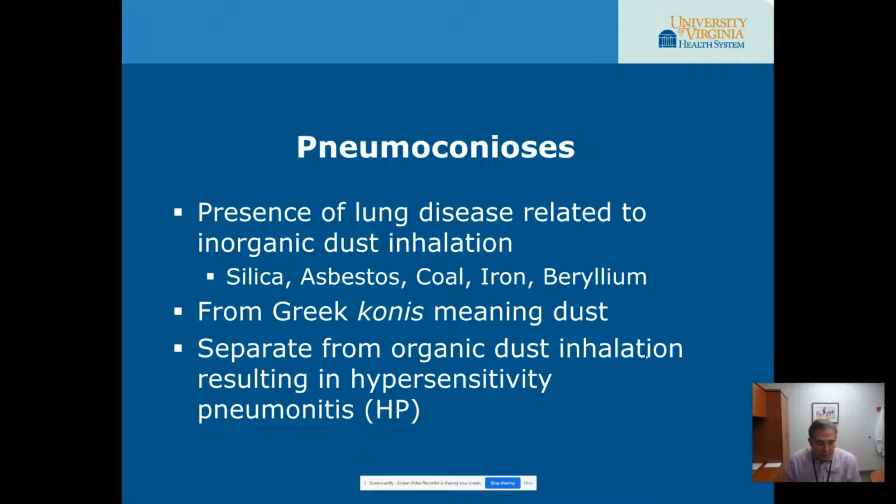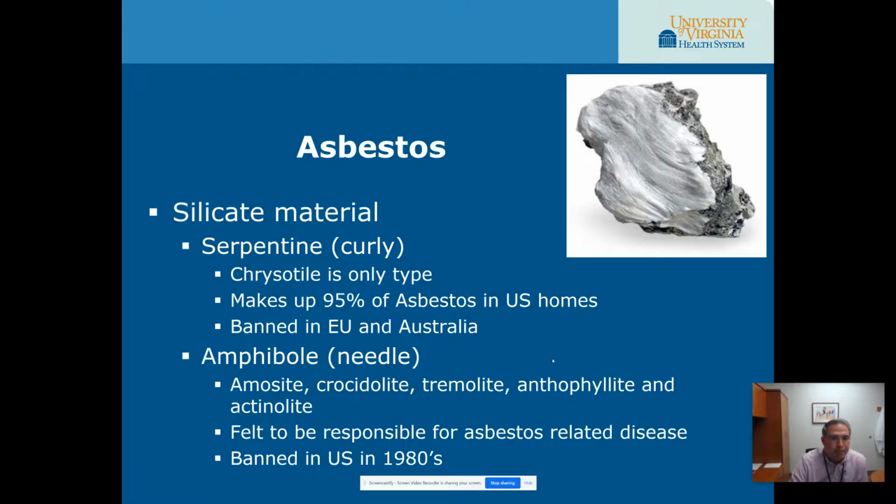So, just some definitions. Pneumoconioses are the lung diseases related to inorganic dust inhalation, so silica, asbestos, coal, from the Greek konus. We generally separate these from organic dust inhalation, which gives you more of a hypersensitivity pneumonitis pattern.